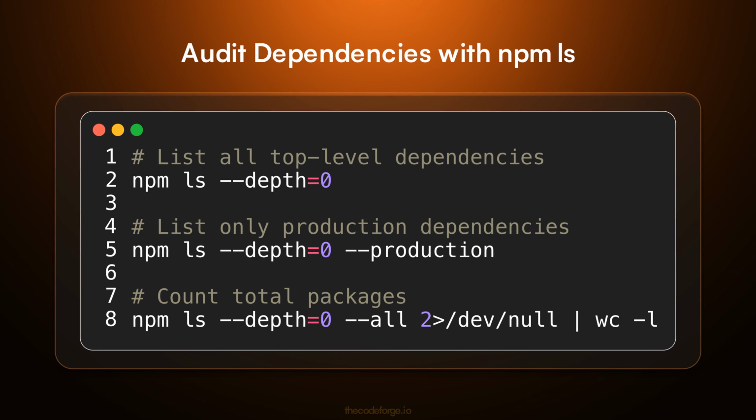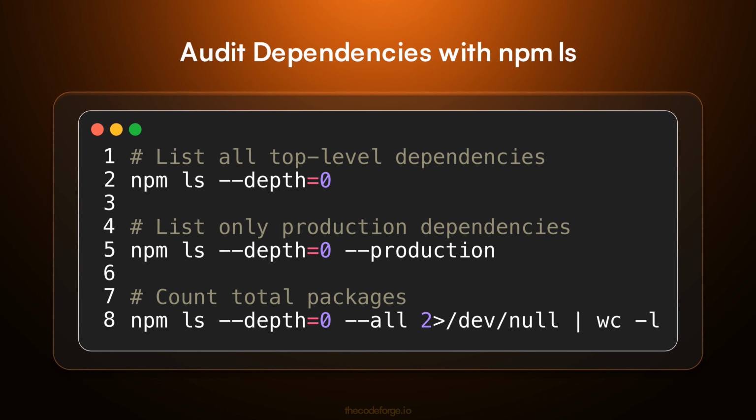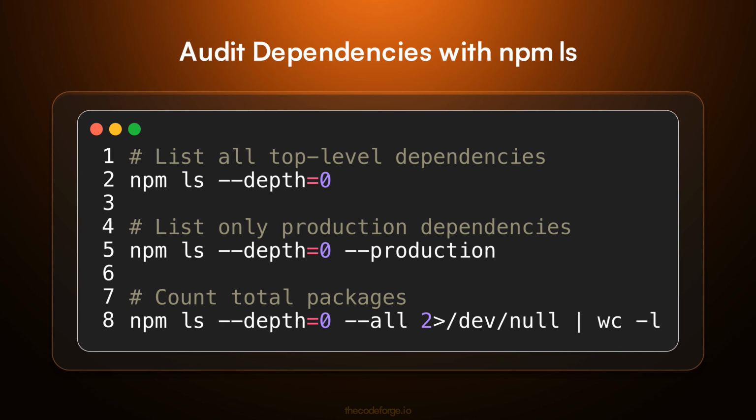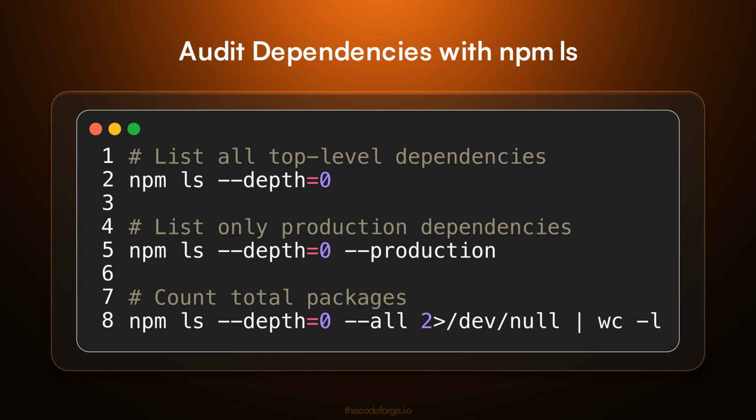The article mentions auditing dependencies but doesn't show the command. Run npm ls --depth=0 --all to see the full tree, and npm ls --depth=0 --production to see only runtime deps. This helps identify unnecessary packages.